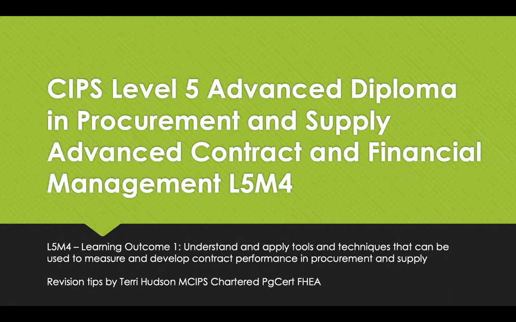This is Module 4, which is Advanced Contract and Financial Management. And we're going to look at Learning Outcome 1, which is to understand and apply the tools and techniques that can be used to measure and develop contract performance in procurement and supply. So we're going to cover things like KPIs, the methods of measuring and improving supply chain performance, the approaches that are available for supply development, and the innovative measures to improve the supply chain.